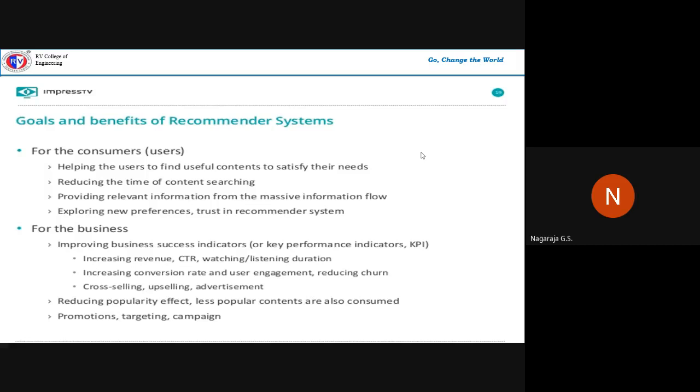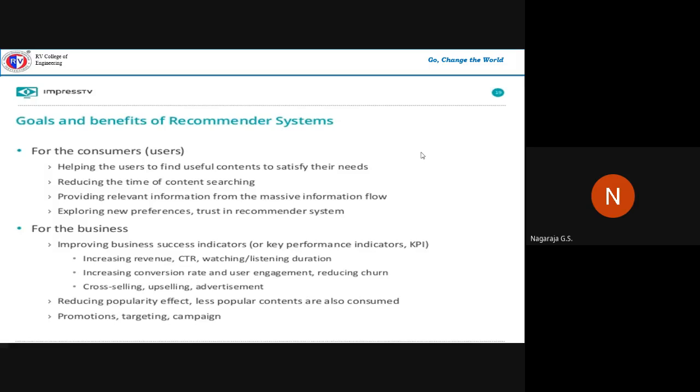Then exploring new preferences and trust in recommender systems, so you can explore a lot of views in it. Exploring new preferences and trust in recommender systems, you can bring some more metrics into it to recommend the very basic product or tool, whatever we use.